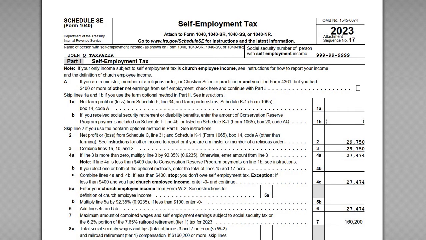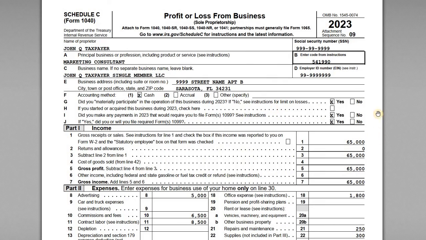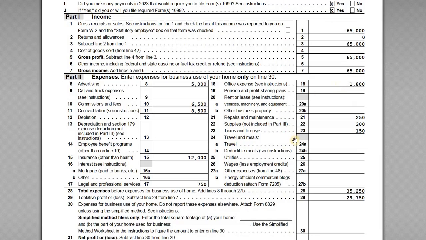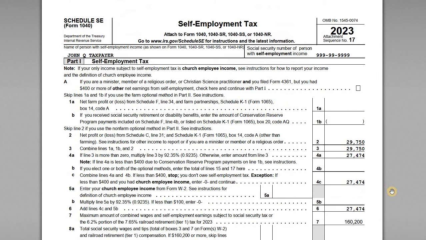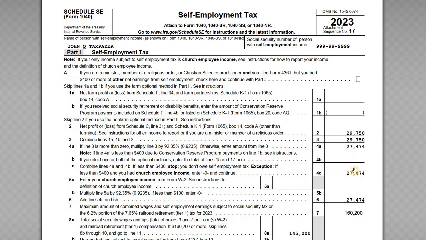So if we start with his Schedule C, we can see here that he's got gross income, he's got various expenses, so the net profit from his business is $29,750. That value is transferred over to Schedule SE on line 2.